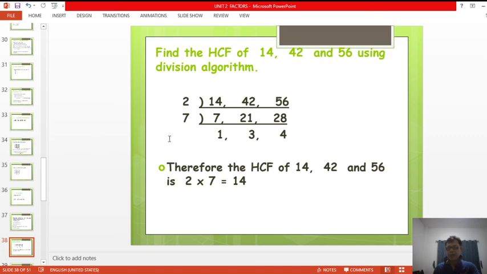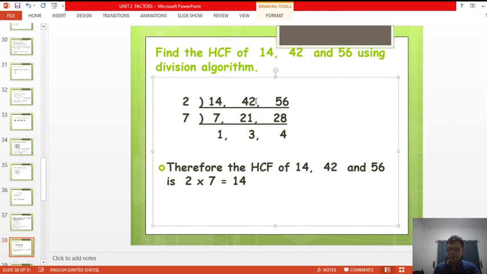Here's another example. You can see we got 3 numbers: 14, 42, and 56. So you write down these 3 numbers horizontally in line, with the correct spacing so that you won't be confused. Always start with 2. 14 divided by 2 is 7. 42 divided by 2 is 21. 56 divided by 2 is 28. After that, you cannot use 3 because we got 7 here. So we try 7. 7 divided by 7 is 1. 21 divided by 7 is 3. How about 28? 28 divided by 7 is 4.